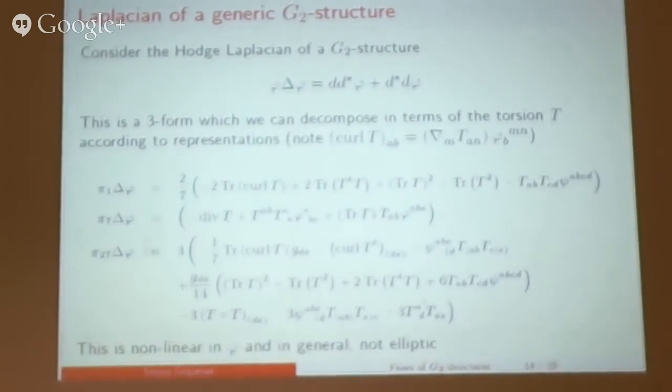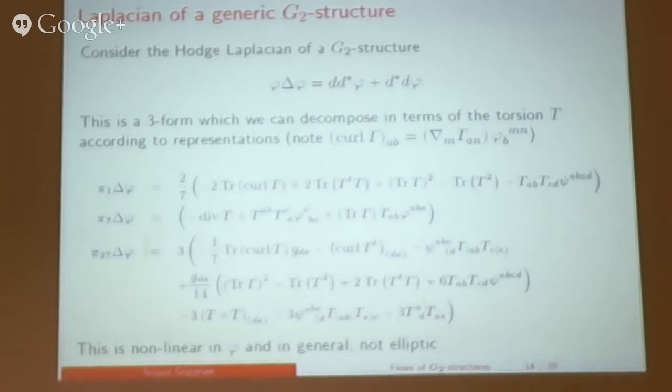So it's non-linear in phi, and in general it's not elliptic. I should mention the Laplacian depends, the metric depends in a non-linear way on phi. So as an operator on phi, it becomes rather horrible, because all of these t's also depend on phi. So that's basically a horrible expression.